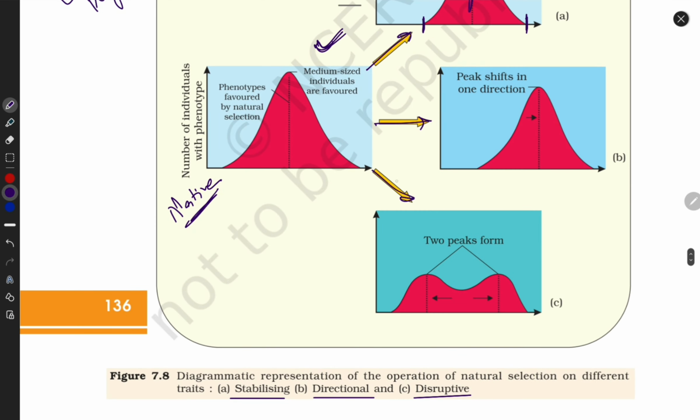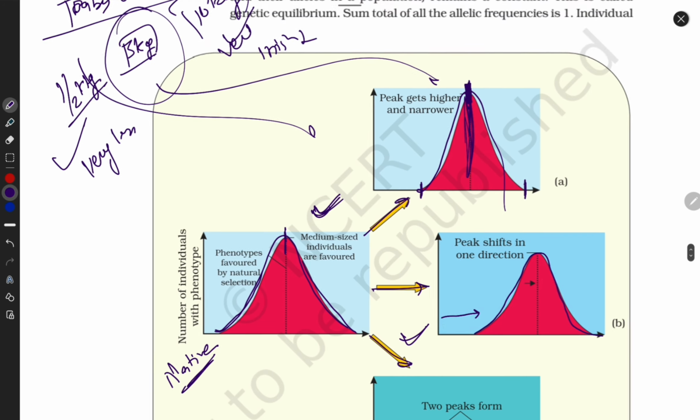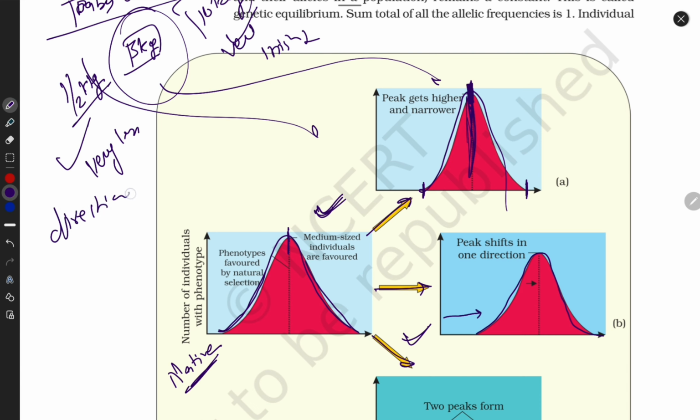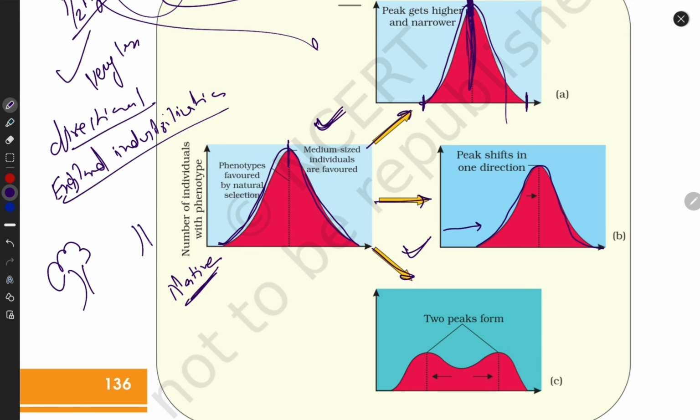Now I'm going to give you an example of directional selection. Look here, this is the original graph and this is the peak, meaning something in between is selected. Now look at this graph ratio, there is a little shift in this direction. For directional natural selection, I am going to give you the example of England industrialization. I am giving an example now. There is before pollution and after pollution. Remember, guys, before pollution and after pollution.